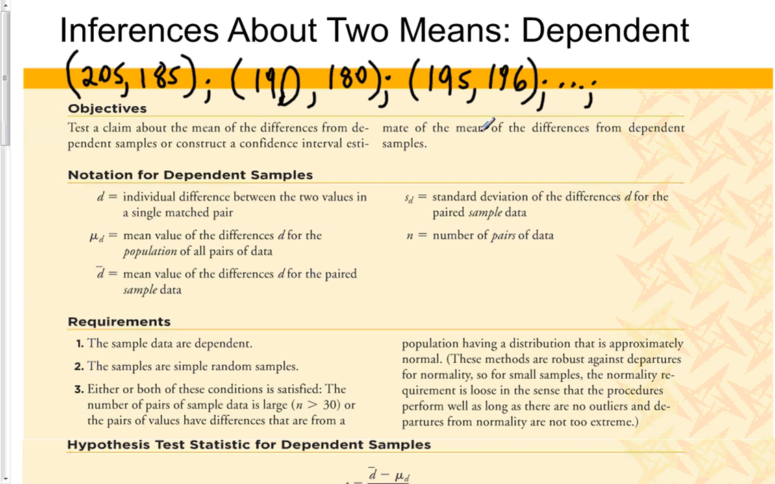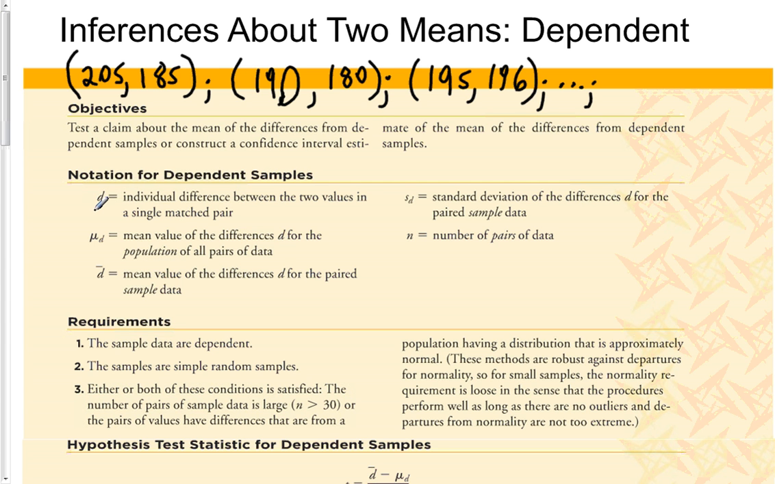And what we're going to do is test a claim about the difference in the first and second coordinate of these matched pairs. And we're also going to create confidence interval estimates for the difference between the first and second coordinate of these matched pairs. So each one of the matched pairs has its own difference.